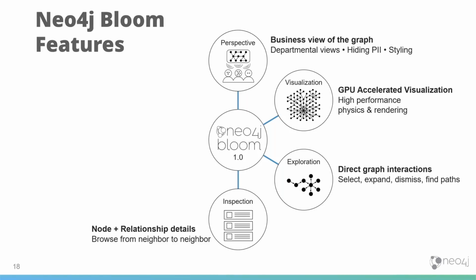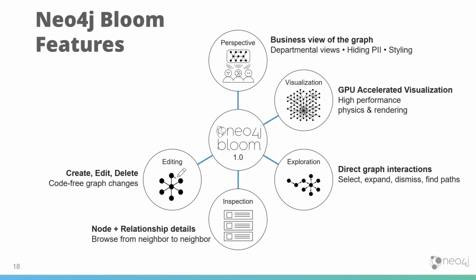So when I get a particular node or a particular relationship that I want to dive deeper into, I actually have an inspection panel that allows me to look at what the nodes are, what the properties of those nodes are, and look at its adjacency from neighbor to neighbor there. And I can even edit the graph directly from within this interface. So kind of handy there. As I said, I can create, edit, delete, apply changes in a code-free manner, right?